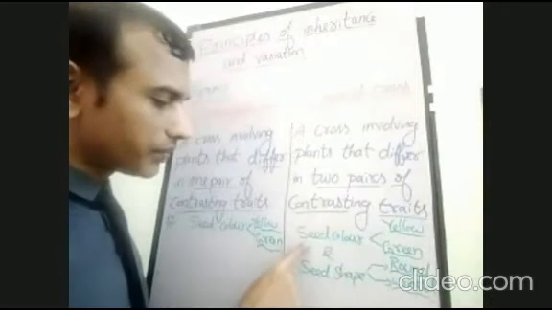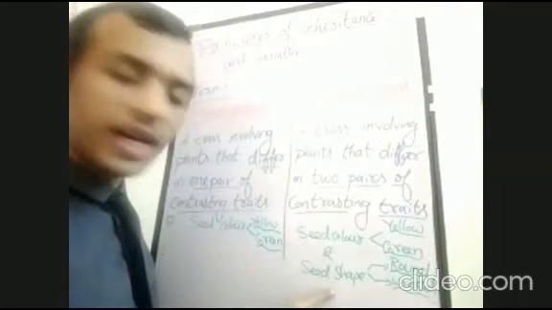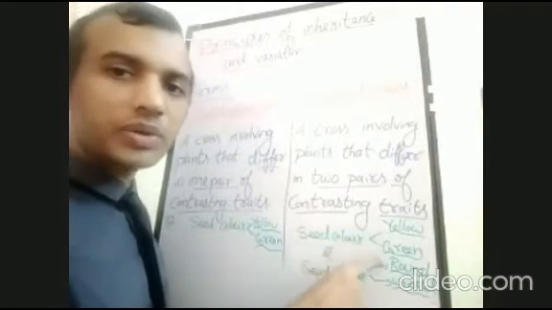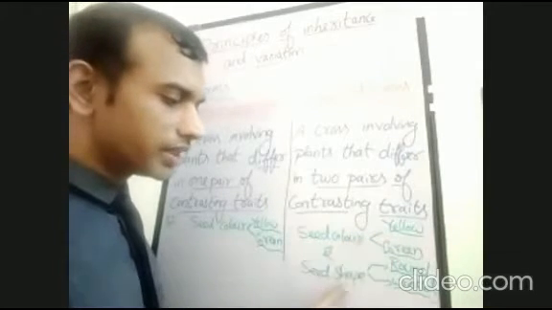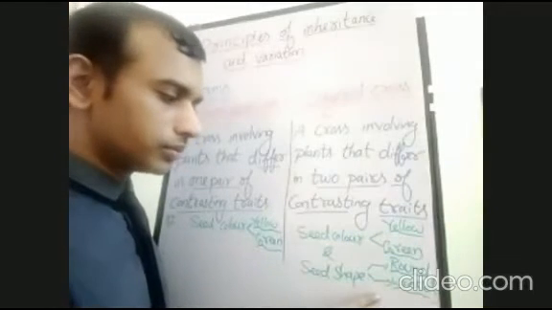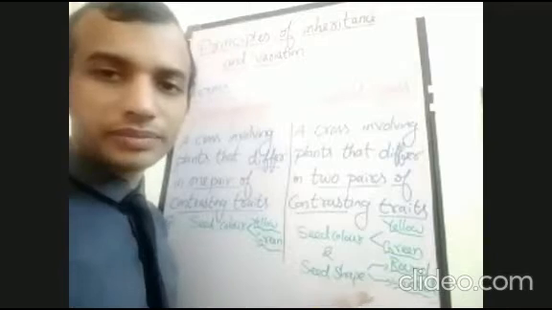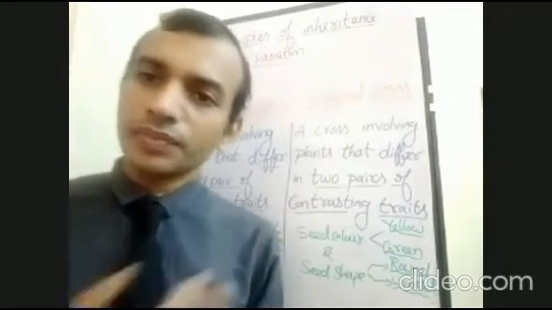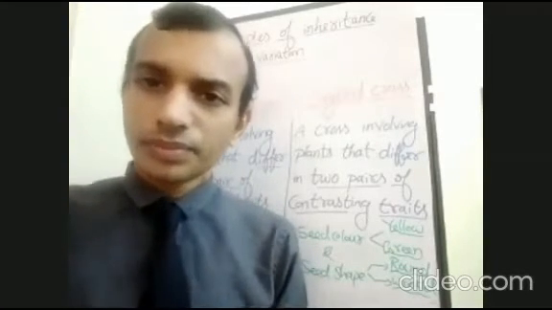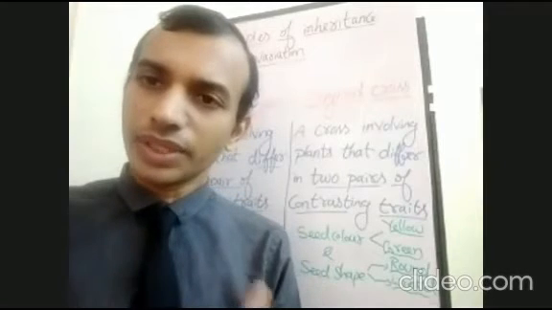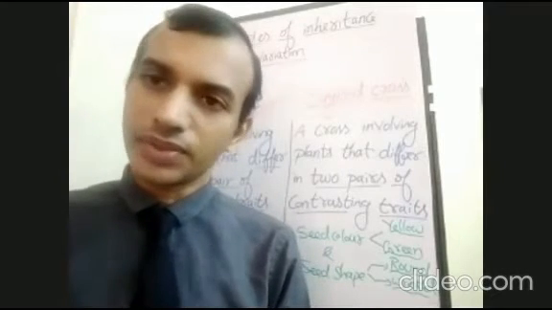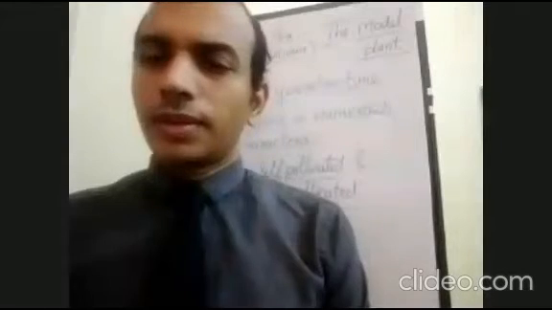For example, here you're studying the inheritance of seed color and seed shape. Seed color has two traits, yellow and green. Seed shape has two traits, round and wrinkled. So you're studying two characters here. So it is a dihybrid. When a single character is studied, that is monohybrid.